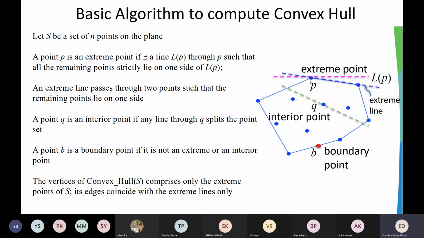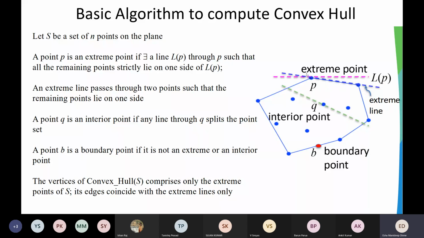Now, if all the points are on the same side, you add this line to a set where you store the edges of the convex hull. You can add these 2 points, this line segment, to the edges of the convex hull. That way you can find out whether a specific edge belongs to the convex hull or not, because you can actually check whether all the points are on the same side or not.